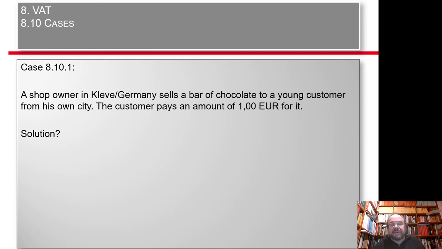In the end, we can think a bit about cases, and for example, one case would be this here. A shop owner in Germany sells a bar of chocolate to a young customer from his own city, and the customer then pays an amount of €1 for it, so a relatively easy and primitive case. And the only thing which is not absolutely primitive is the question. The question asks for the solution of that case, naturally under German VAT law, and that is what we have to try next. Let's begin. First, taxability.